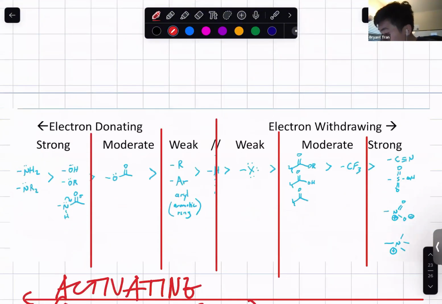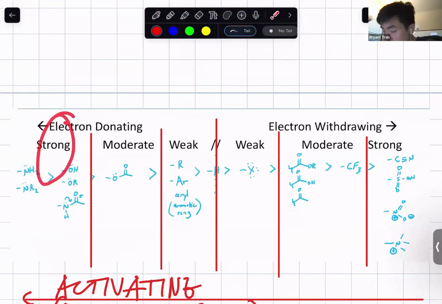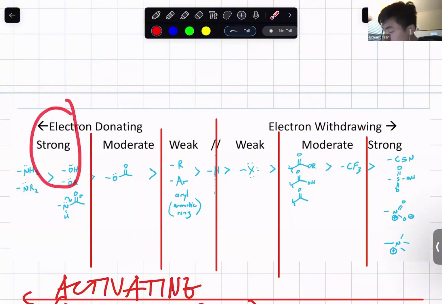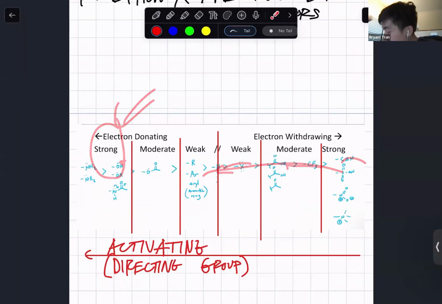So if you had, let's say, a strong EDG versus a moderate EDG, a strong EDG would overpower the moderate EDG, right? So the strong EDG would be the directing group. So we would look at that as a reference group for ortho-para. If you had a strong EDG versus a weak EDG, you choose the strong EDG. You ignore the weak EDG. If you had a strong EDG versus a weak, moderate, or strong EWG, then you choose the strong EDG, right?